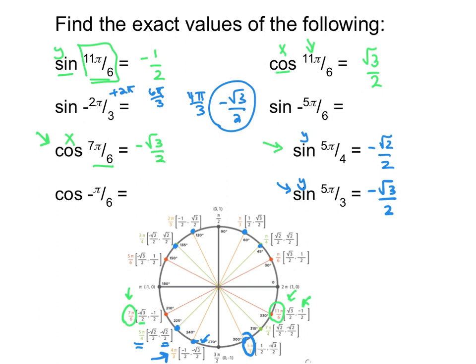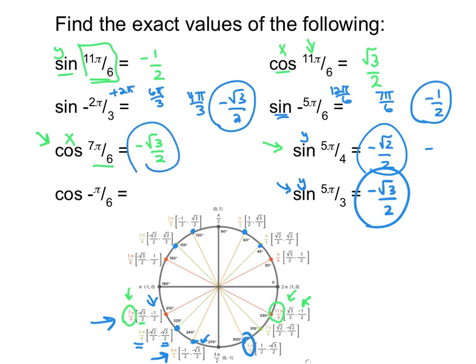The next negative one, again, if I find the coterminal angle by adding 2 pi, that is the same as 12 pi over 6 because I need a common denominator. That is the same as 7 pi over 6, and I want the y value there. 7 pi over 6 is right here, and my y value is negative 1/2. So negative 1/2 is my answer there.